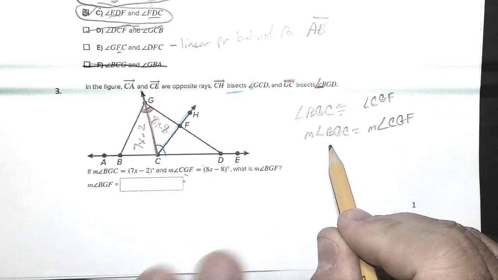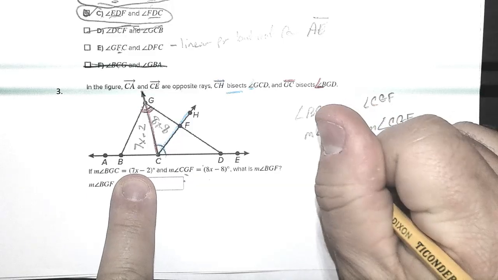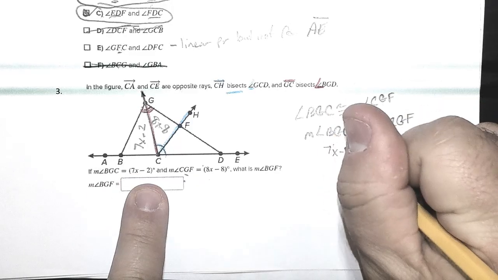And now we just plug in. So measure of angle GCB, 7x.